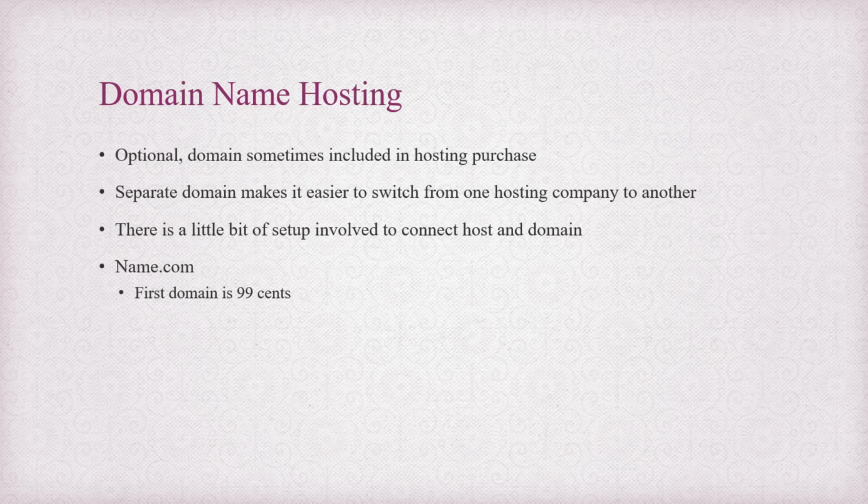My suggestion for getting a domain is name.com. You can get your first domain for 99 cents. And if you're signing up with SiteGround, you might want to go through name.com to get your domain for the first year, because it'll also be cheaper again. But that 99 cents is only for the first year. I think standard domain pricing right now is around $13 or like $13.95 or something like that.